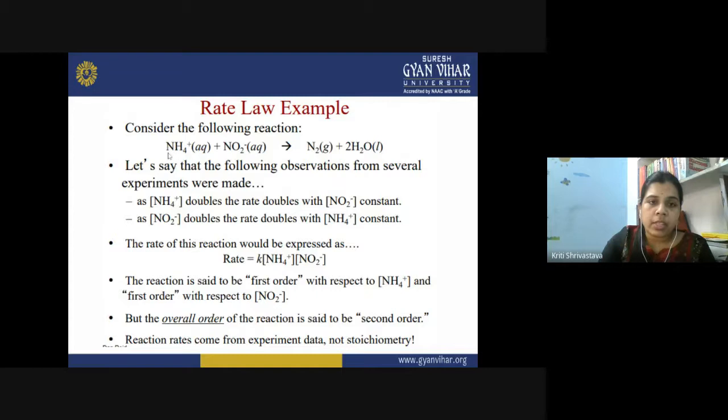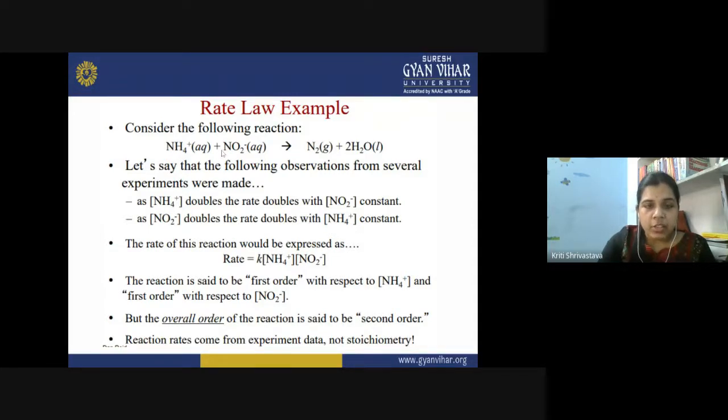So when you double the concentration of the ammonium ion, the rate of the reaction gets doubled, while you are keeping the other concentration, NO2 negative, constant. As the NO2 negative concentration is doubled, it also doubles the rate of the reaction, and you are keeping the NH4 positive concentration constant.